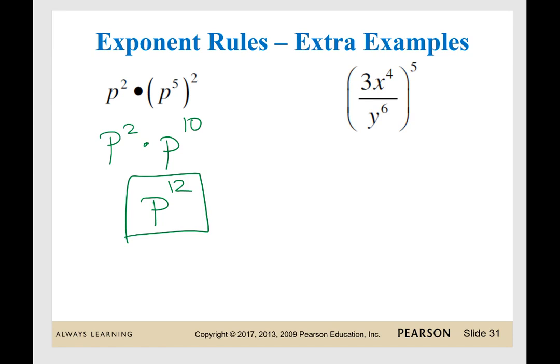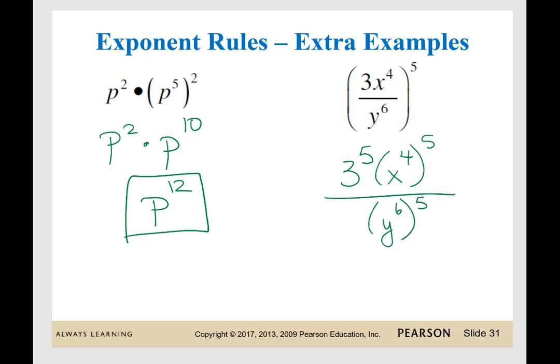All right, the next one is the power of a quotient. Everything inside the parentheses is going to get that 5th power. So the 3 is going to get the 5th power, the x to the 4th is going to get the 5th power, and that y to the 6th in the denominator is also going to get that 5th power. So we just need to clean that up.